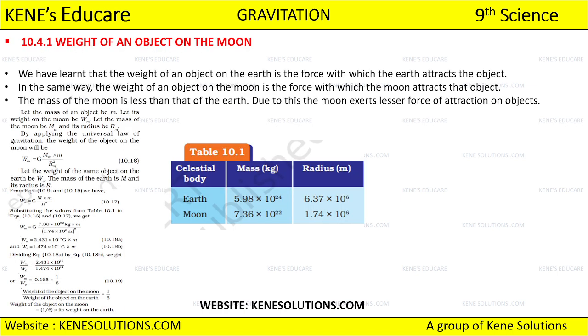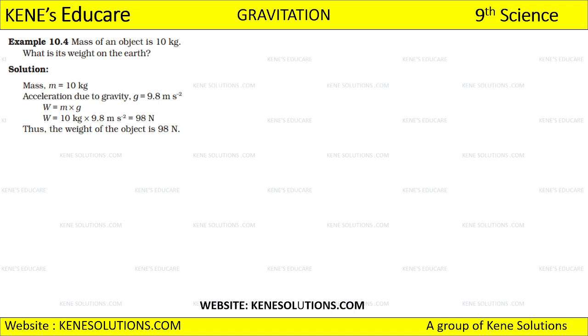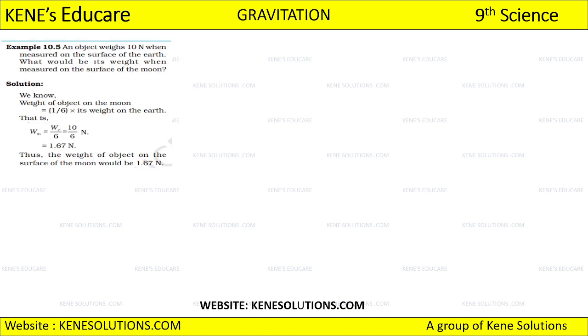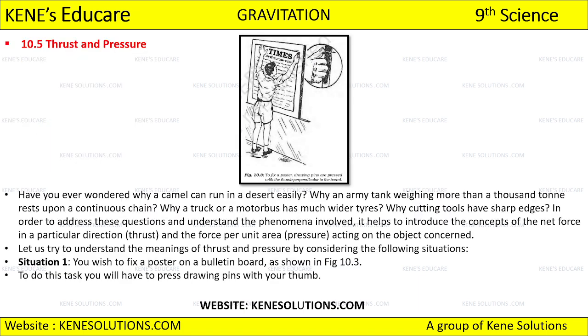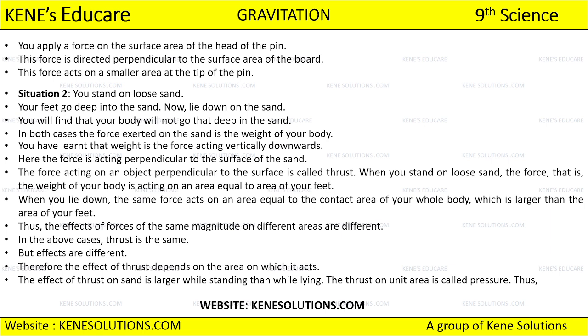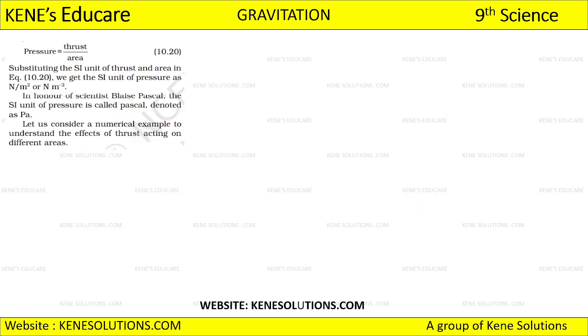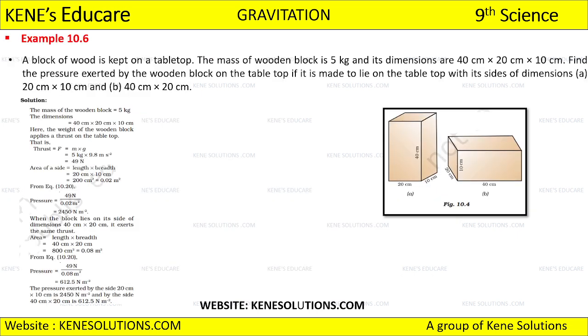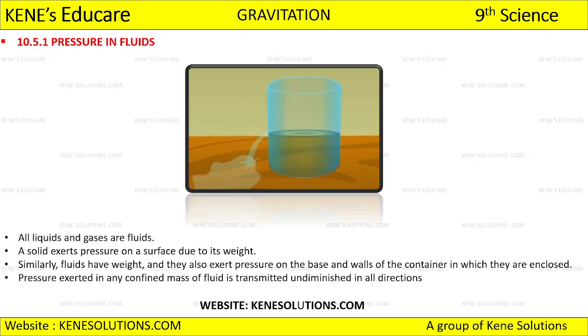So now we will be discussing the weight of an object on the moon in the next class. We'll be starting from here in the next class, where we will be discussing the weight of an object on the moon in detail. We will be doing one example as well with respect to that. After discussing that, we have thrust and pressure to discuss as well, like what exactly thrust and pressure are with respect to two different situations which have been given. Then after that we have example 10.6 to discuss in detail with the solution given.